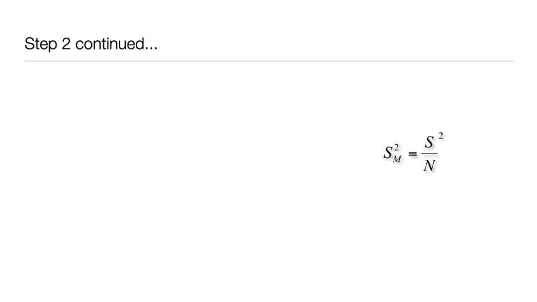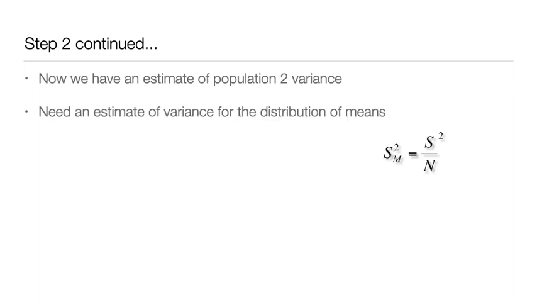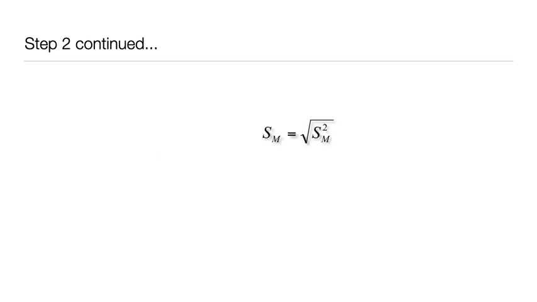Next, there are a number of different ways that we could get that standard error. I'm just going to go ahead and get the estimated variance of a distribution of means. So I'm going to take that sample variance that we just calculated, that 13.78, and divide it by our 10, which is our sample size, and we get 1.378.